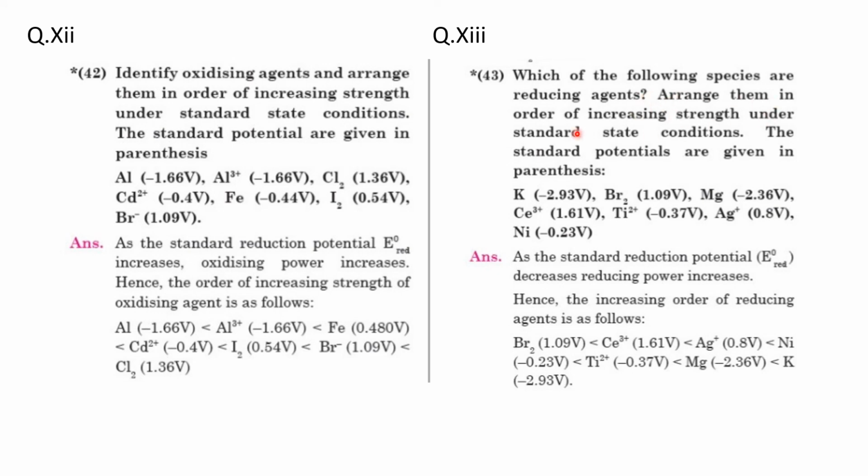The last question: which of the following species are reducing agents? Arrange them in the order of increasing strength under standard state conditions. The standard potentials are given in parentheses. Answer: as the standard reduction potential, that is E0 reduction, decreases, reducing power increases. Hence, the increasing order of reducing agents is as follows: Br2 < Ce3+ < Ag+ < Ni < Ti2+ < Mg < K.